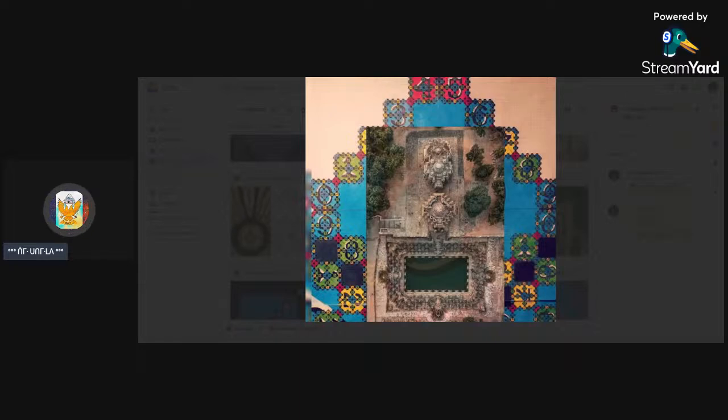Now, what this also proves is that they had to have known about the Mandelbrot set.